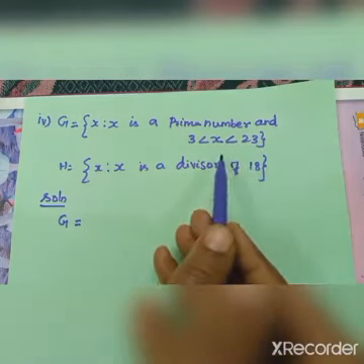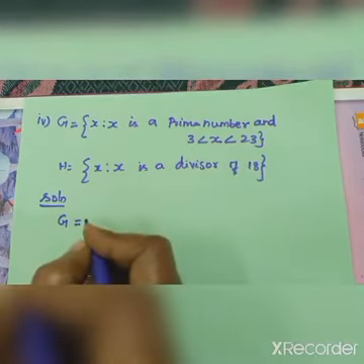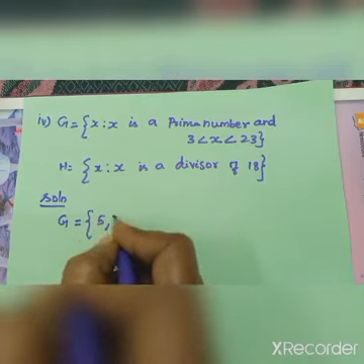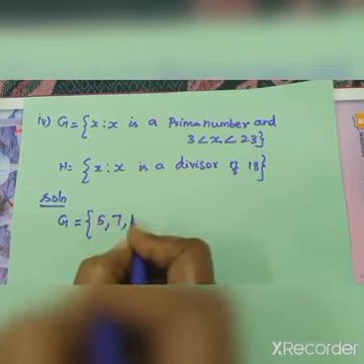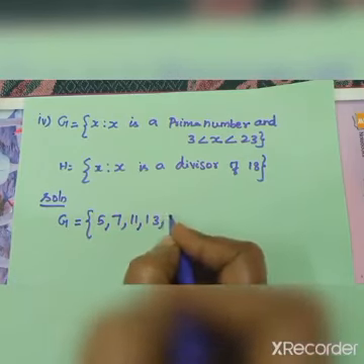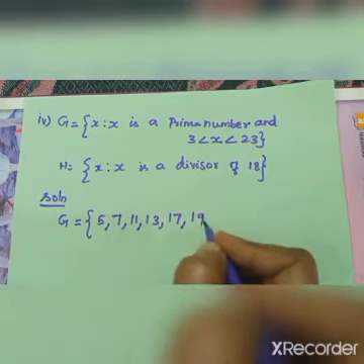So, tell the prime numbers. What are the prime numbers in between 3 and 23? After 3 we have 5. Then 7. Next prime number 11. Next 13. Next 17. Next 19.